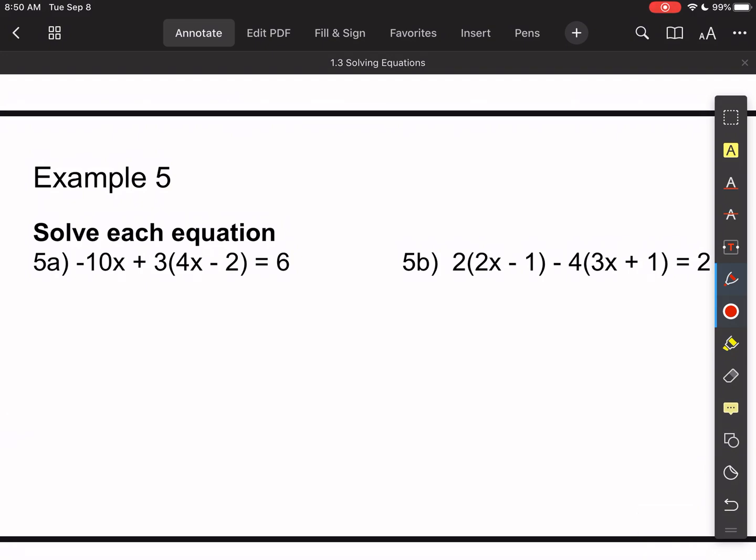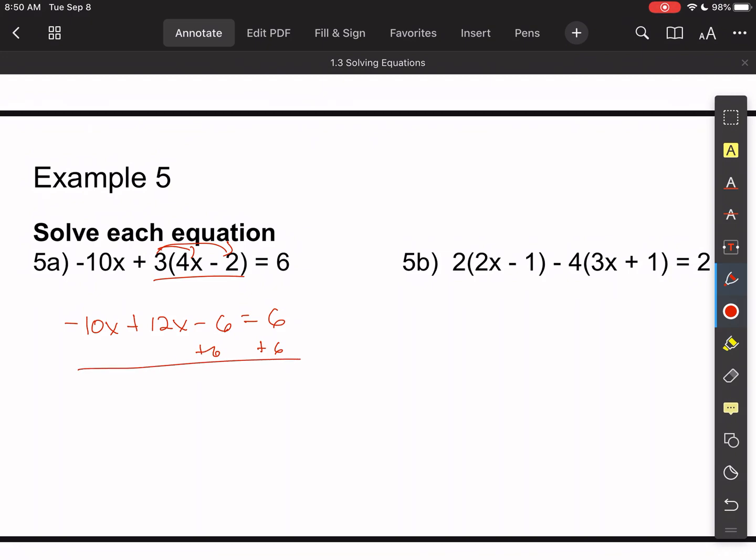Number 5. So for this one, it just says to solve the equation. We're just going to use our rules if we can. So here, always start with our parentheses, right? So negative 10x, I'm going to distribute out. So plus 12x, just distributing, minus 6 is equal to 6. Okay, now I combine like terms, so I'm going to add 6 to both sides.